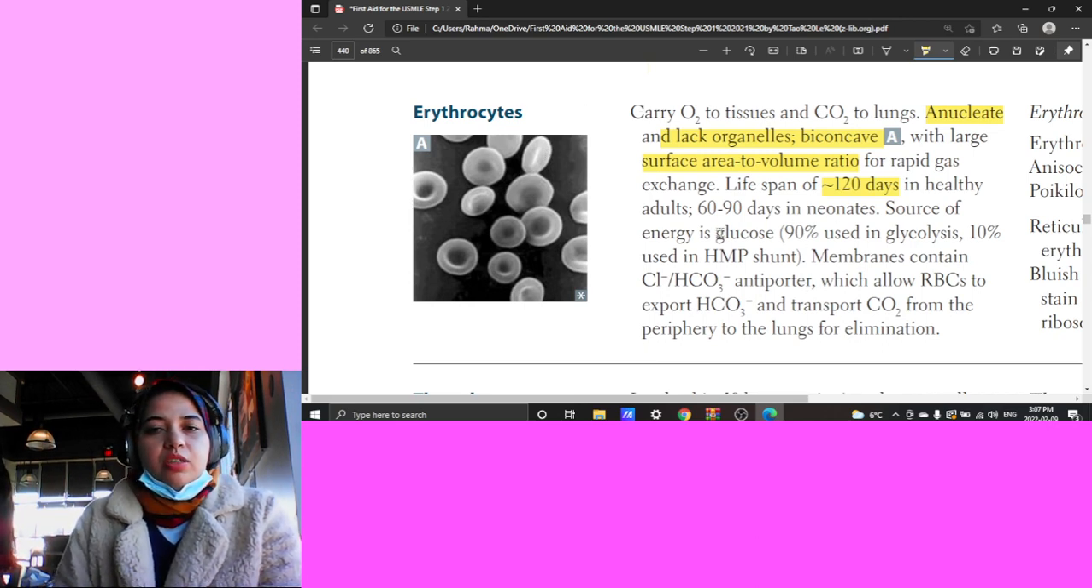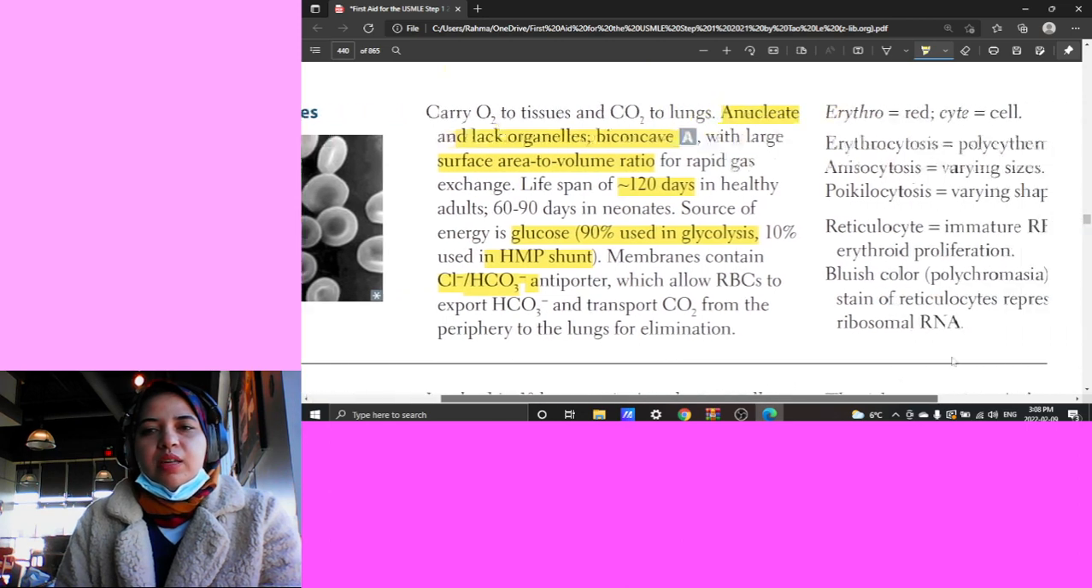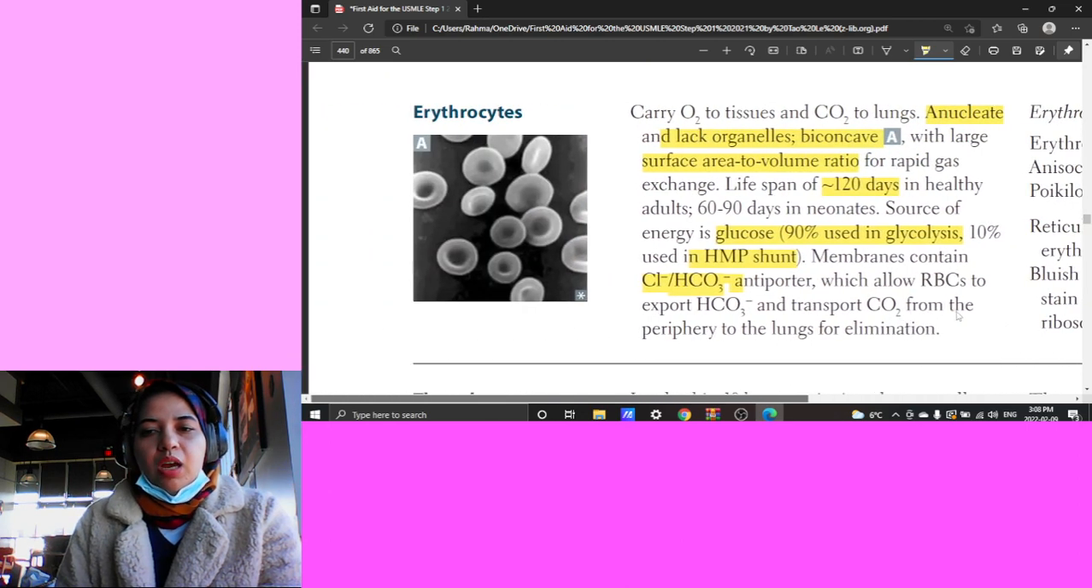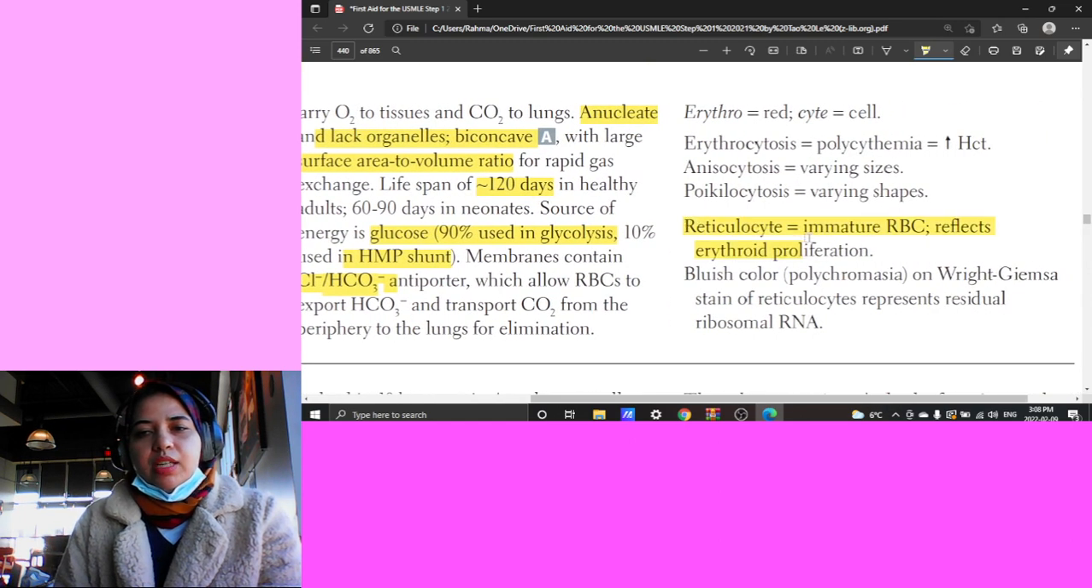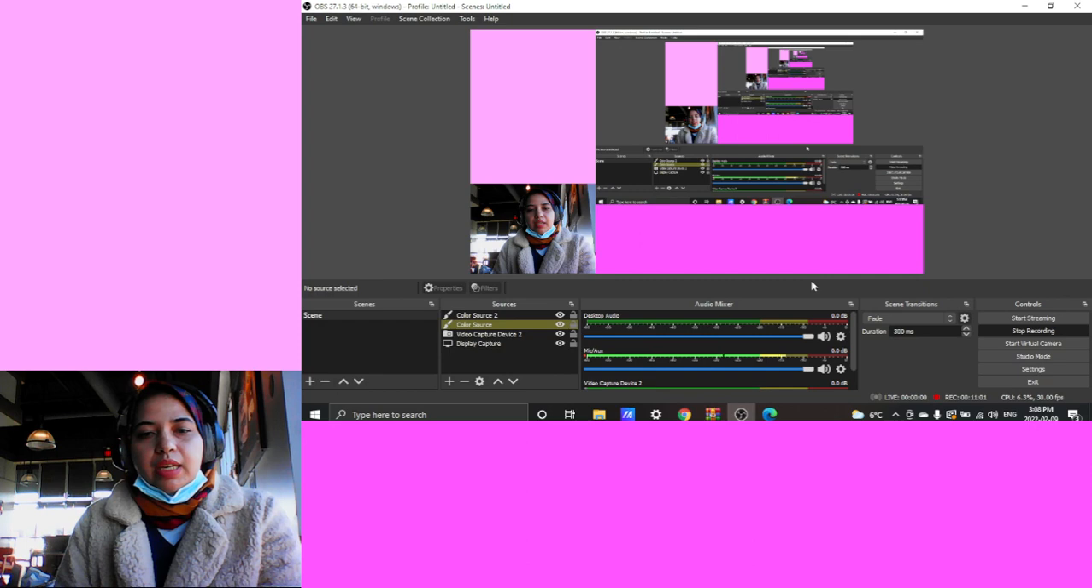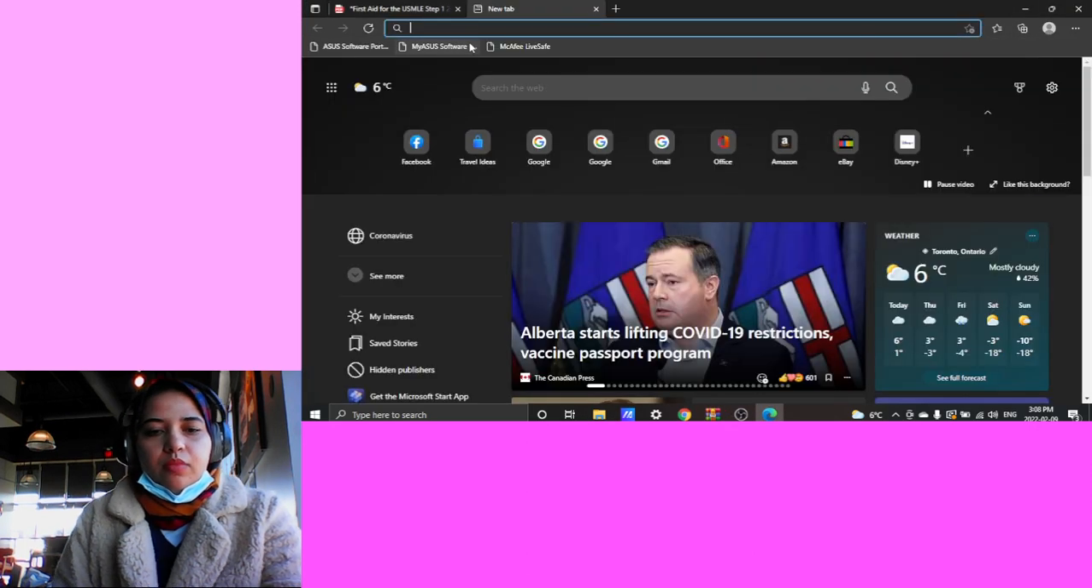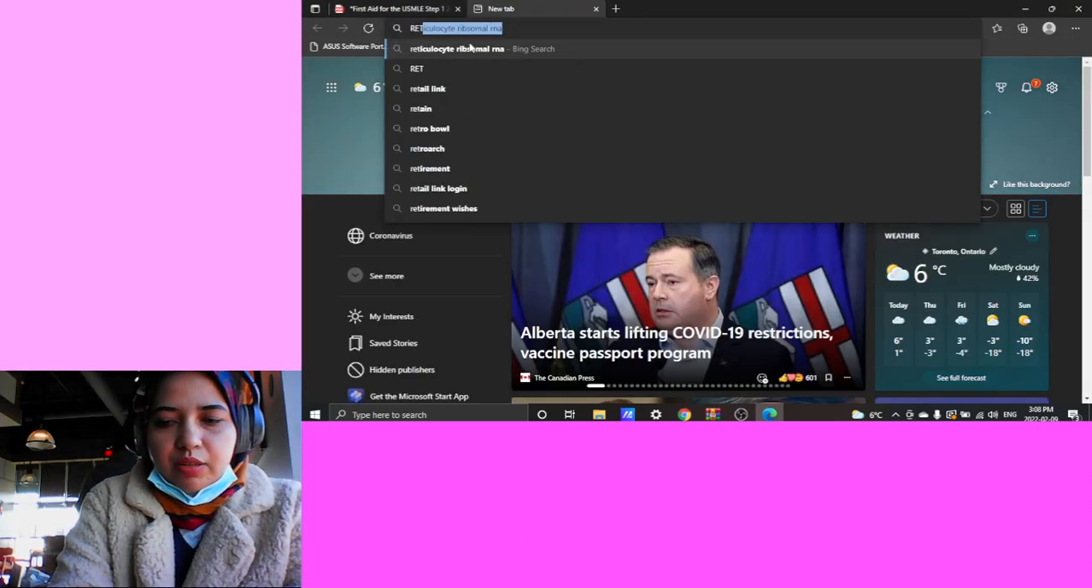Their source of energy is glucose, and most of it comes from glycolysis, and the rest comes from the HMP shunt. They do contain a chloride and bicarbonate antiporter. That's something you may have a question on. Another important thing to be aware of is reticulocytes. Reticulocytes are immature red blood cells, and these immature RBCs reflect erythroid proliferation. I want to show you what that looks like here: reticulocytes, ribosomal RNA.